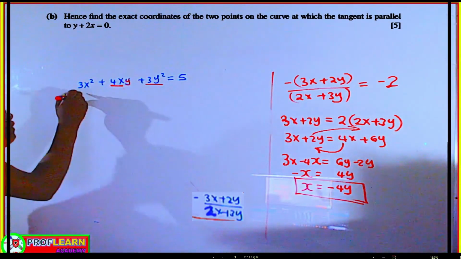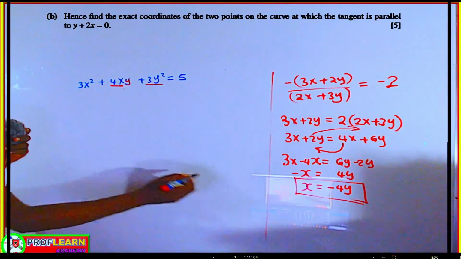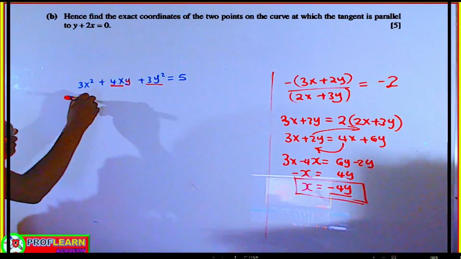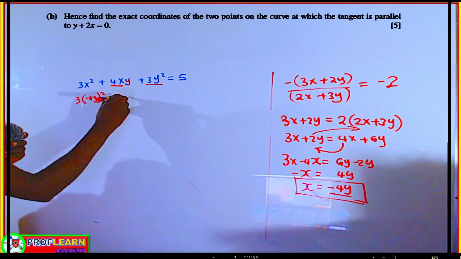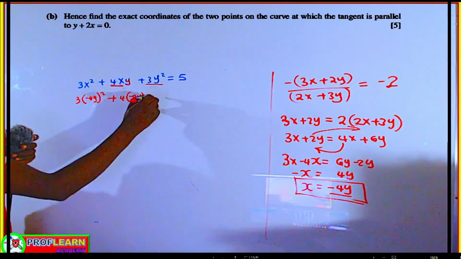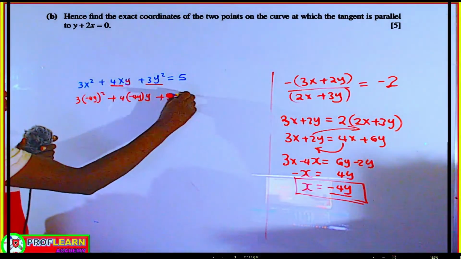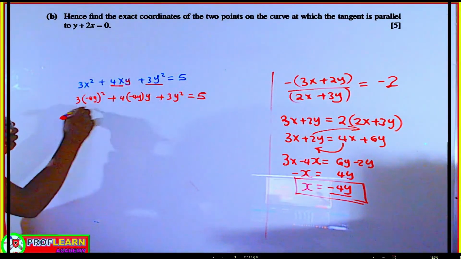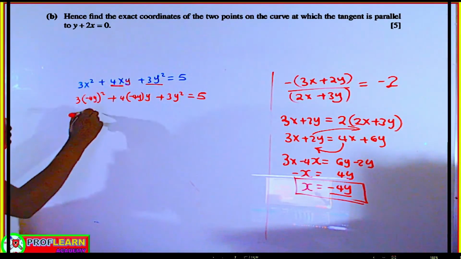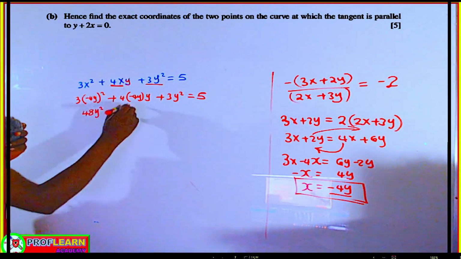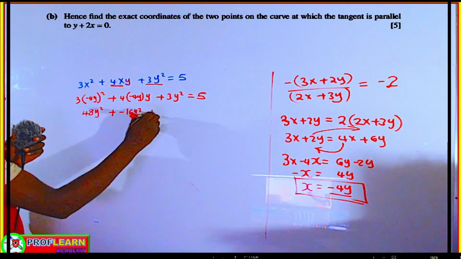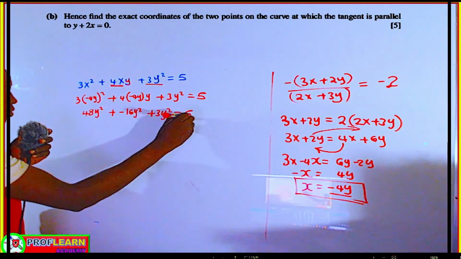So we try to substitute the value we have obtained into the original equation. This is actually 3x squared, but x is negative 4y. So we're going to say 3 into (negative 4y) squared plus 4 into negative 4y, because of this x, then we shall have our y there, plus 3y squared equals 5. If we expand this, actually this is going to be 48y squared plus negative 16y squared, then plus 3y squared equals 5.